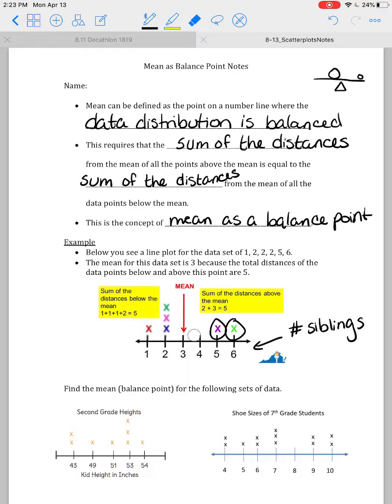Now in this example, the mean of the data has already been shown. Typically when you found mean in the past, you've added up all of the numbers and divided by the number of data points that you have. But I want to show you how we can use the distances to find the mean. It says in our notes that the sum of the distances for all of the points above the mean is equal to the sum of the distances for all the data points below the mean.